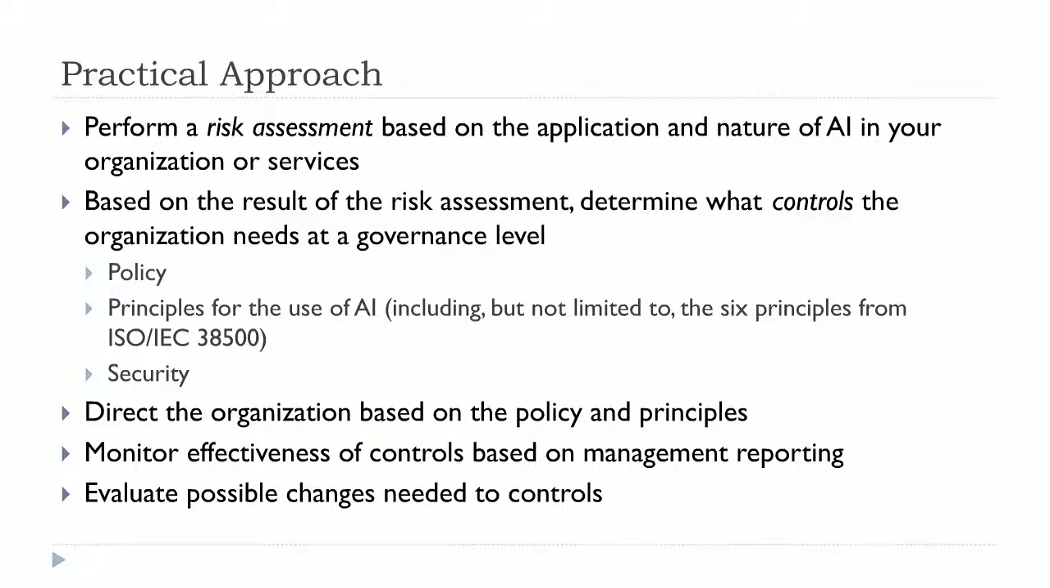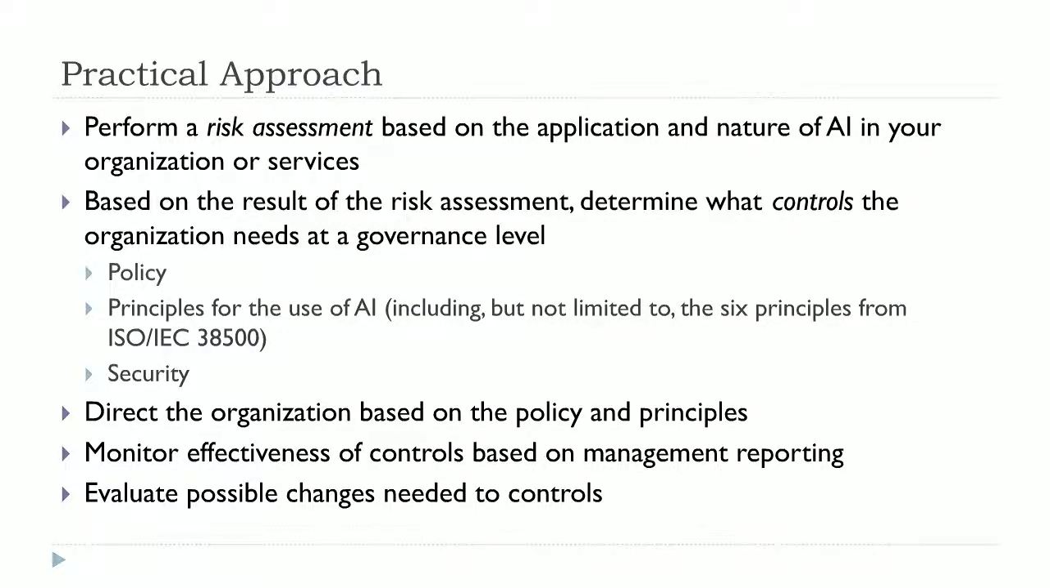Risk management itself, again, is often seen as an operational process, but in my opinion, it should exist at all levels in an organization. So it should also exist in a governing body. So the governing body should basically perform that risk assessment based on the application and the nature of artificial intelligence in your organization. How do you use it? How do you use it in the services that you potentially provide to internal or external customers? Based on the result of that risk assessment, you can determine what controls the organization needs.